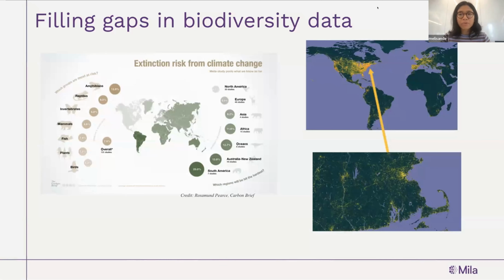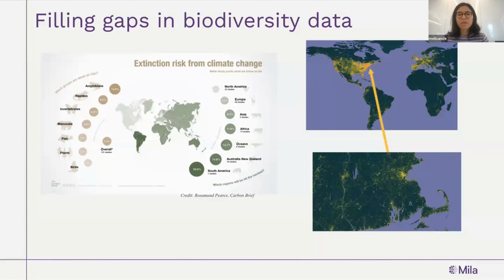The problem that I'm really interested in is filling gaps in biodiversity data. Climate change is a major driver of biodiversity loss, which in turn impacts ecosystem services on which we rely, like food and access to clean water and human health and so on. There are a lot of places for which we don't have any information about which species are found there. And they're usually the places where extinction risk is highest, like South America and Australia and so on.